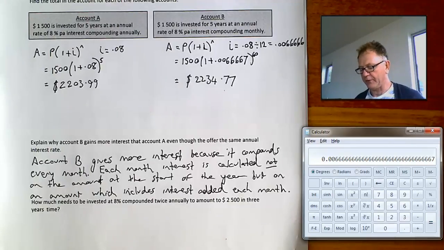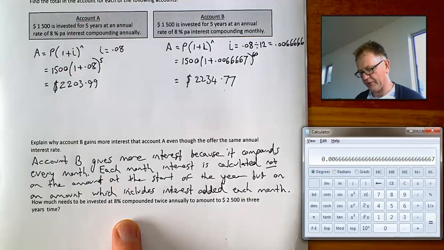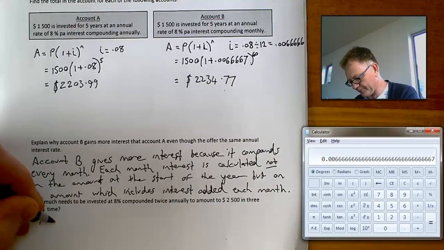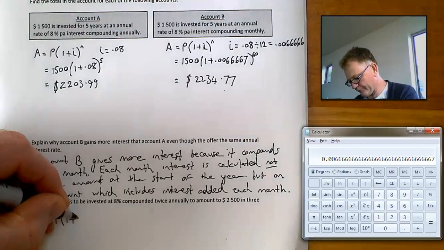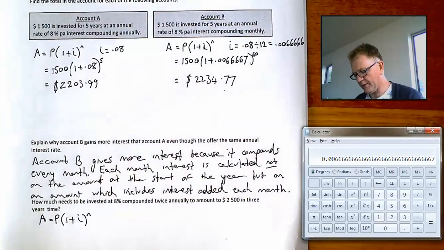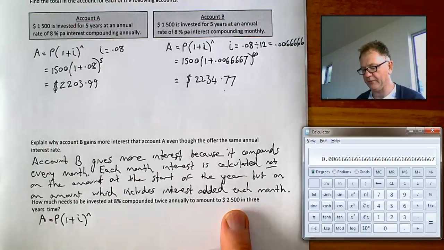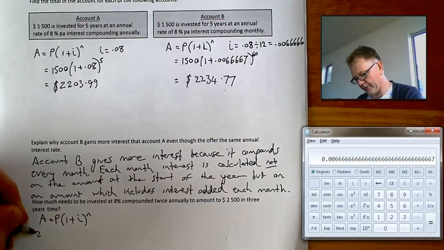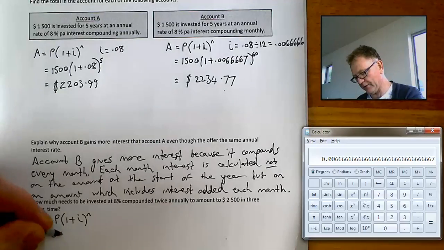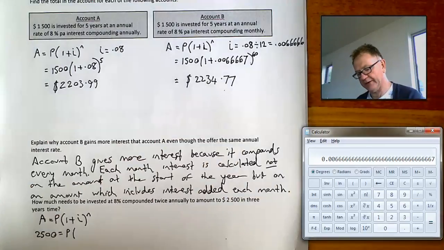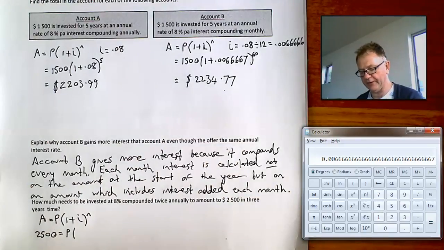Very last question that we're going to do is also a compound interest question, compounded twice annually it says, so we're going to use this formula. But in this case, the variable we're trying to find is not the subject of the equation. It says how much needs to be invested to end up with 2,500. So A is 2,500 and our job is to work out what the value of P is. How much do you have to put in to end up with 2,500 at the end?